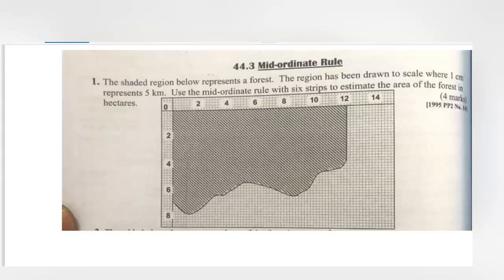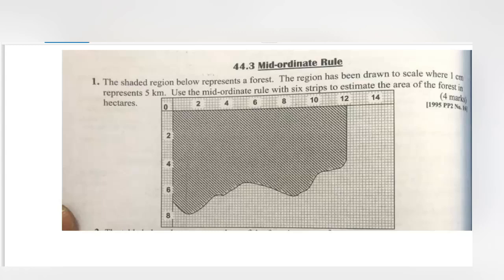We are presenting KCSE 1995 Paper 2 question number 16, Area Approximation, a subtopic Mid-Ordinate rule. The question reads, the shaded region below represents a forest. The region has been drawn to scale where 1 centimeter represents 5 kilometers. Use the Mid-Ordinate rule with 6 strips to estimate the area of the forest in hectares.